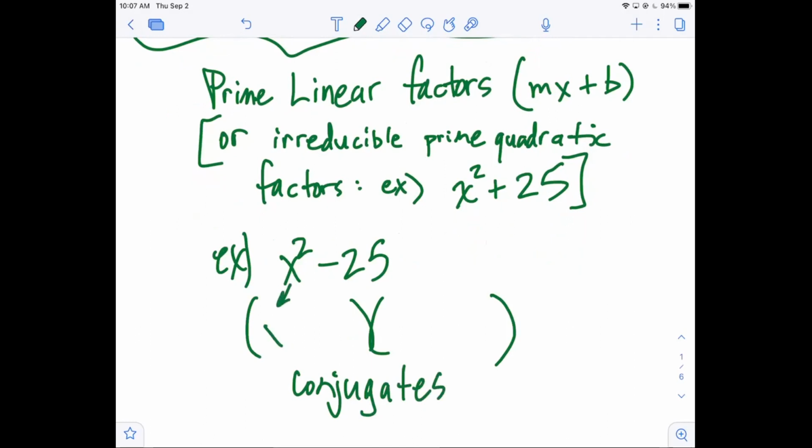The square root of x squared is x. The square root of 25 is 5. One of them's plus and one of them's minus. We call those conjugates because the only difference is the sign between the two terms. So a difference of two squares can factor. A sum of two squares cannot. It's already prime. Got it?